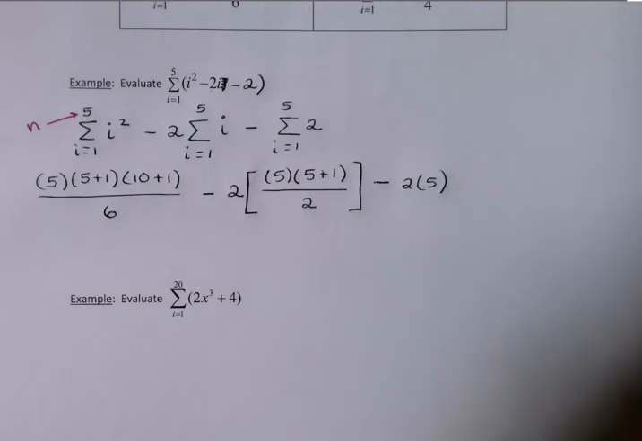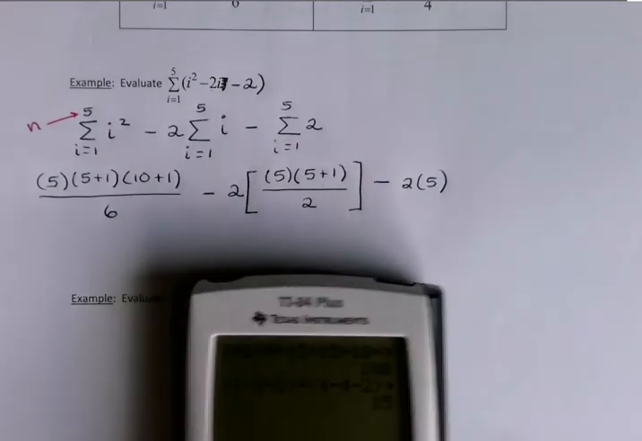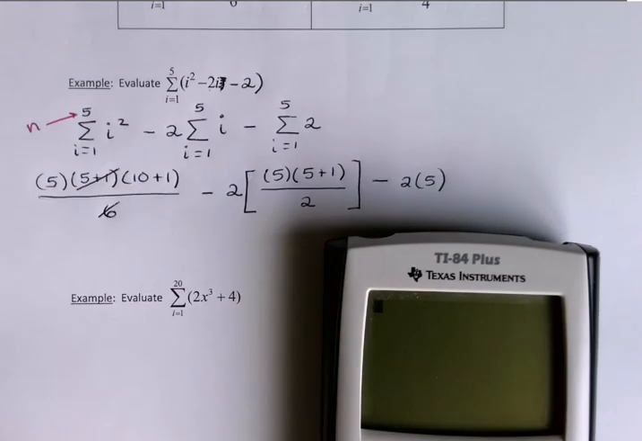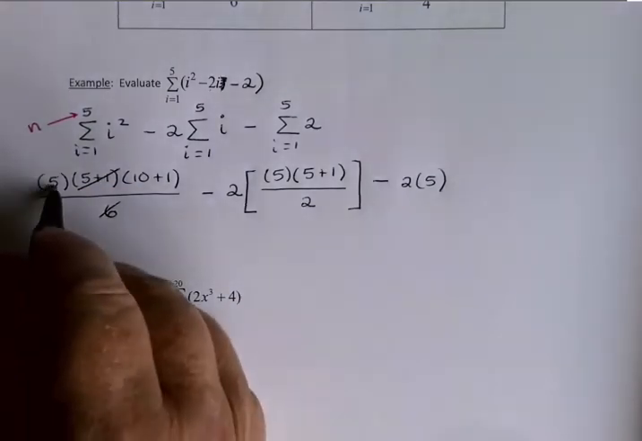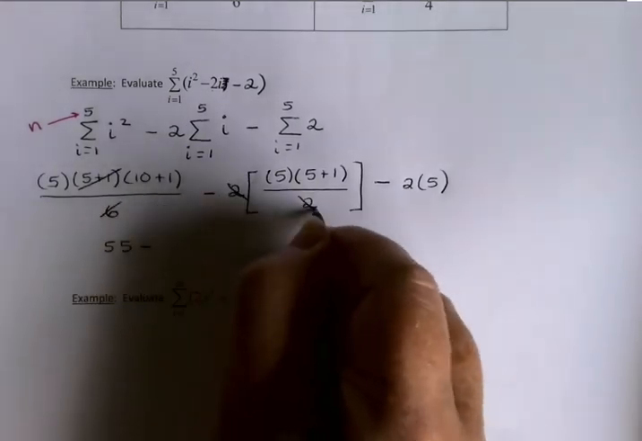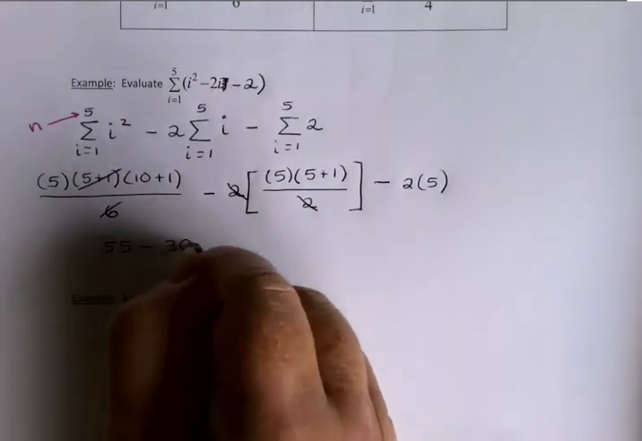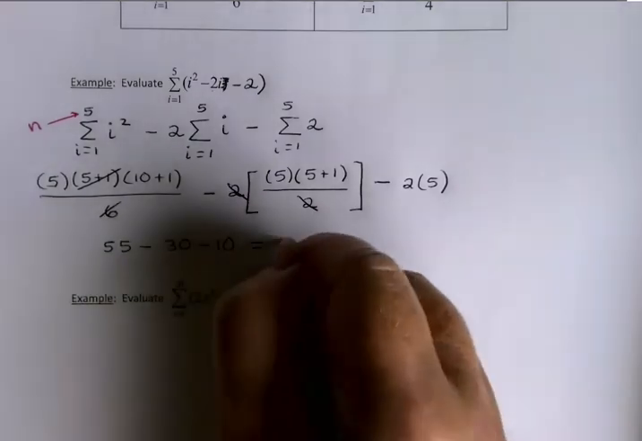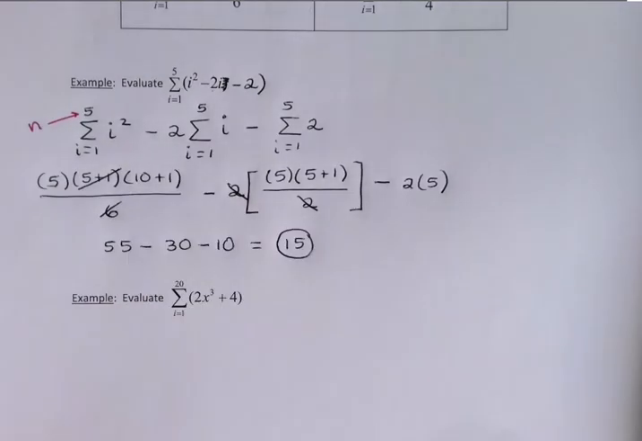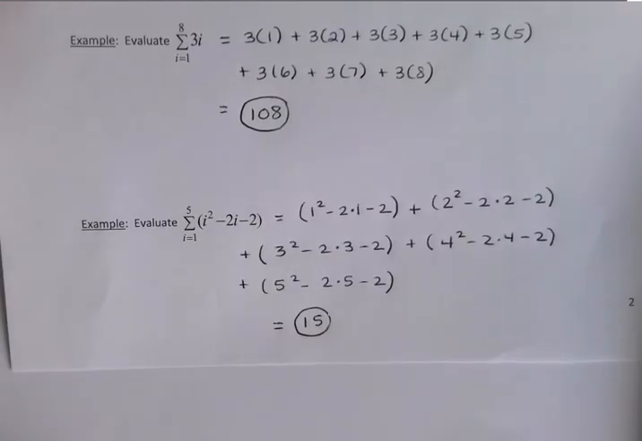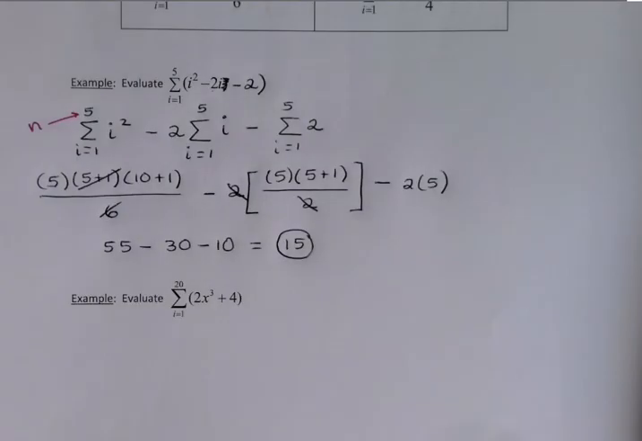And again, at this point, I can just go ahead and grab my calculator and figure this out. Let's see, this is 6 divided by 6. Actually, that would go away. I probably don't even need a calculator. 5 times 11 would be 55. Minus 5 times 6 would be 30. Minus 10. 55 minus 40 is 15. So indeed, I do get the exact same answer as we did by writing this all out, using these formulas.